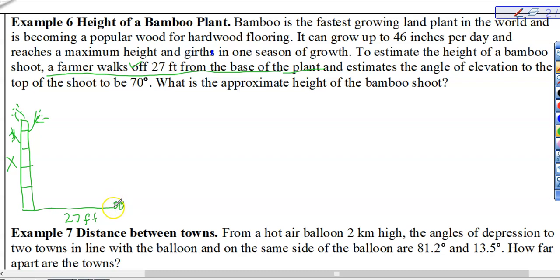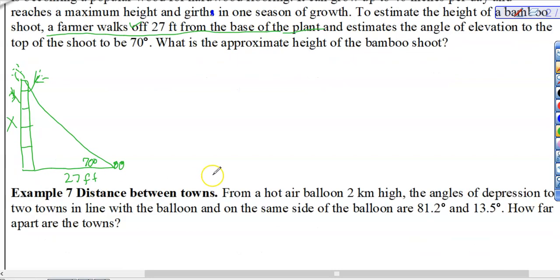So we need the horizontal. We got it. Top of the shoot would be over here. Pretend I did a good job. If I had my iPad, that'd be straight. 70 degrees. That's pretty basic. Okay. So, what do you think? What trig should I use? Let me put my right angle in here.